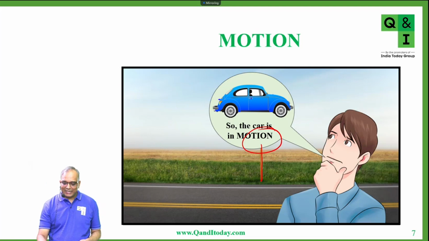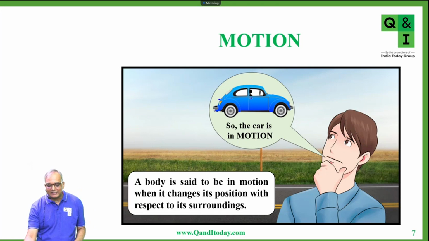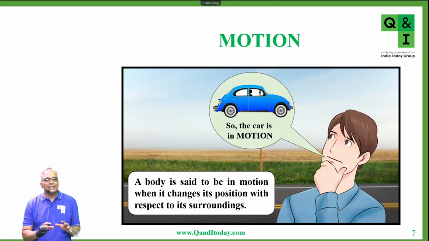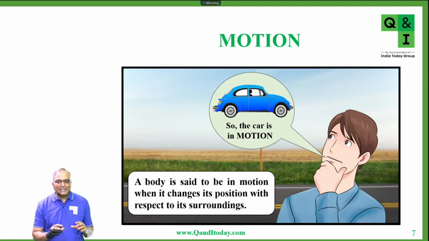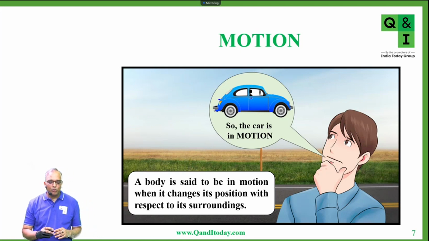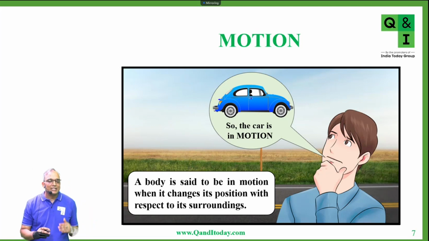We say that the car is in motion because this car is changing its position with respect to the surrounding. From this we get a basic definition of motion. A body is said to be in motion when it changes its position with respect to its surrounding.